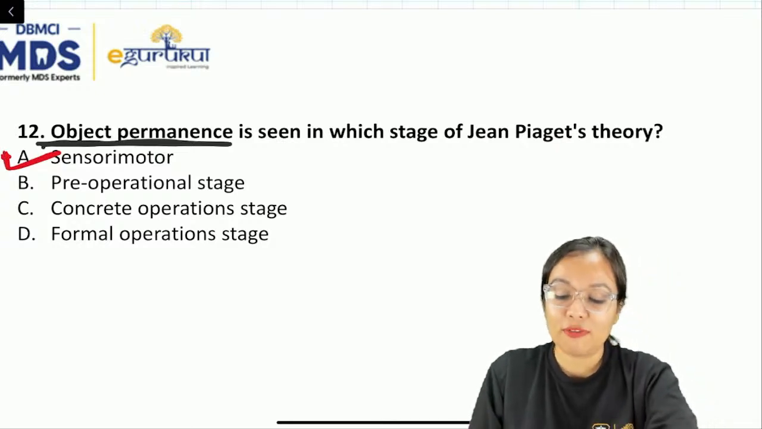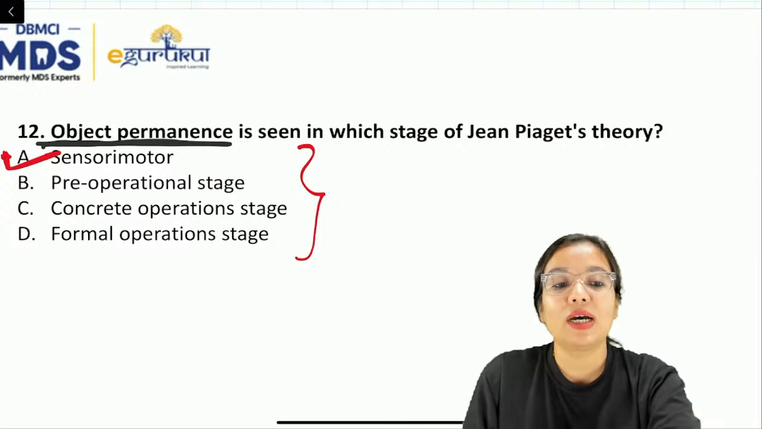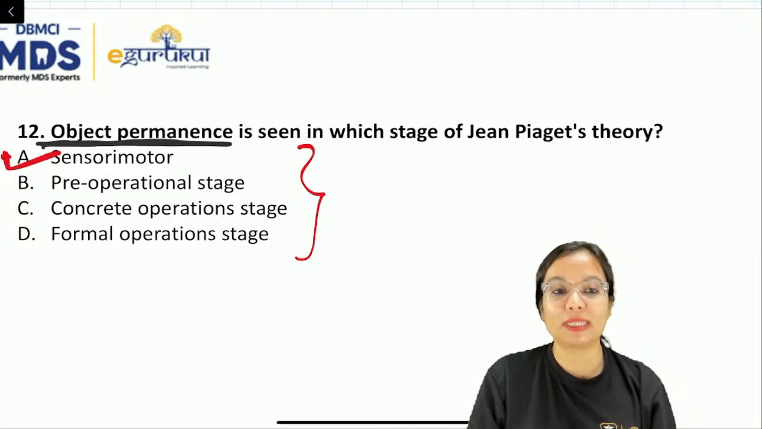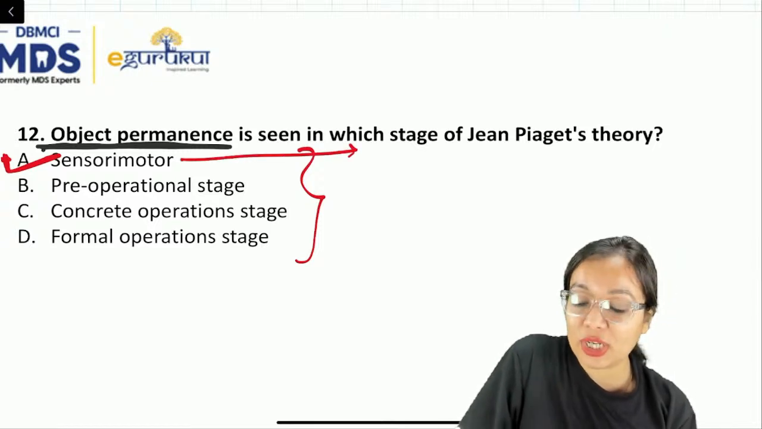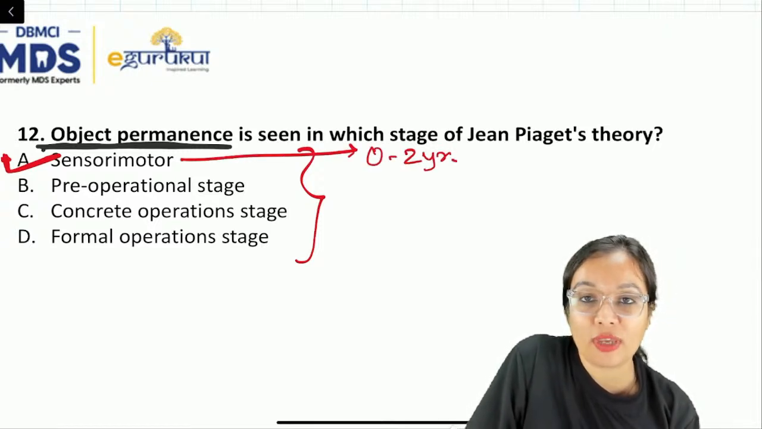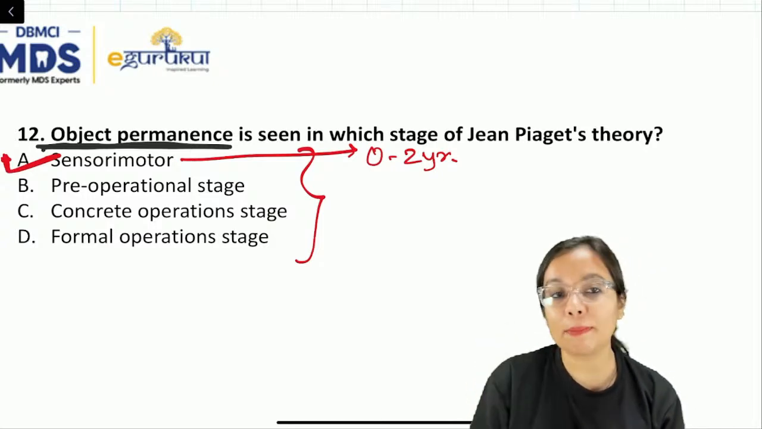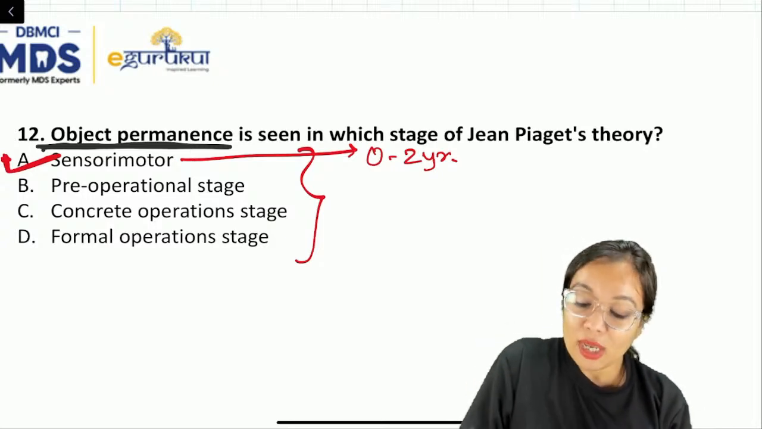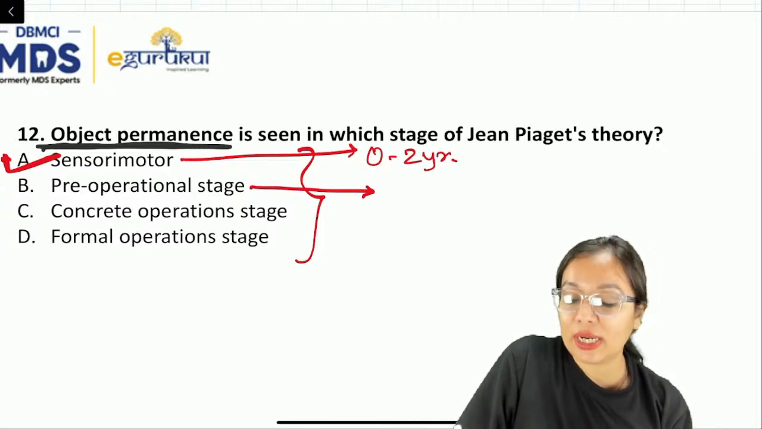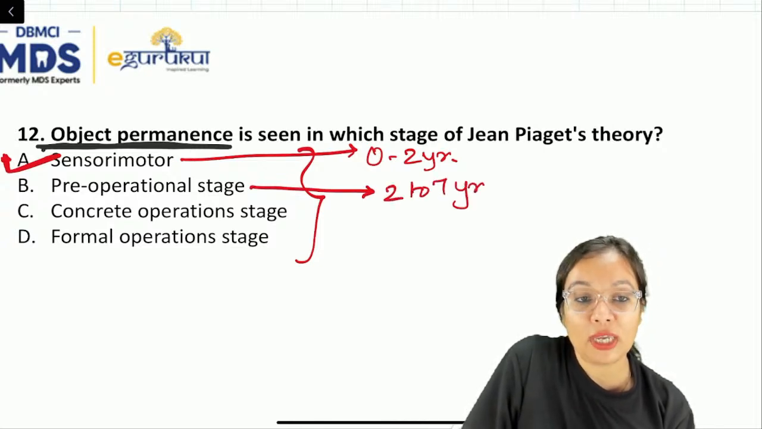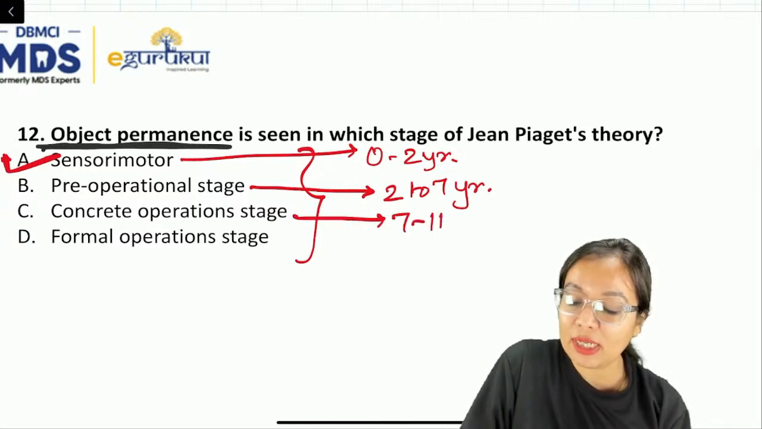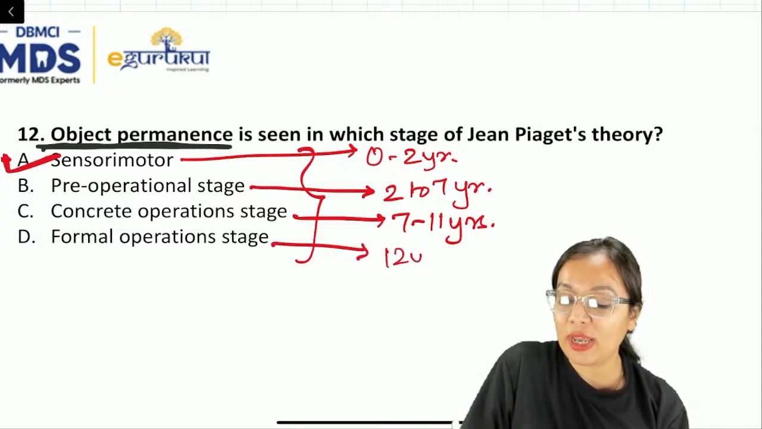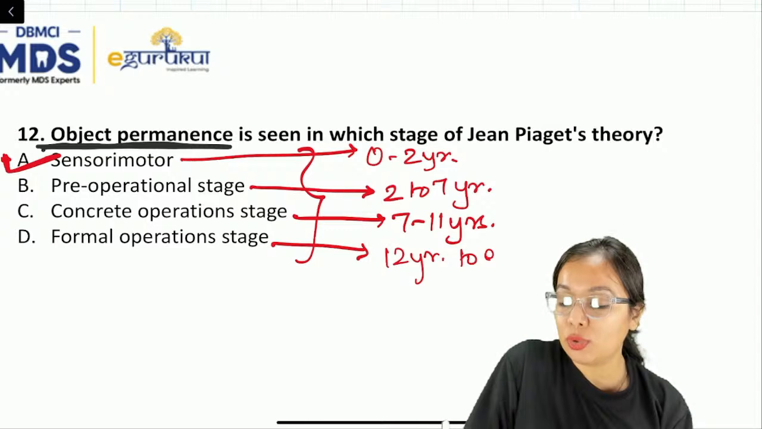Jean Piaget gave these 4 stages. The sensory motor stage is when the child is 0 to 2 years of age, and in this the object permanence phenomenon develops. The pre-operational stage is when the child is 2 to 7 years of age. The concrete operational is when the child is 7 to 11 years of age. And the formal operational is when the child is 12 years to adulthood.